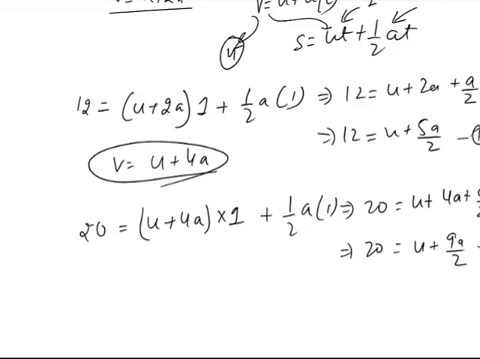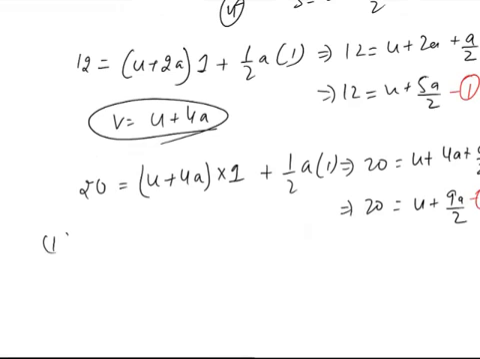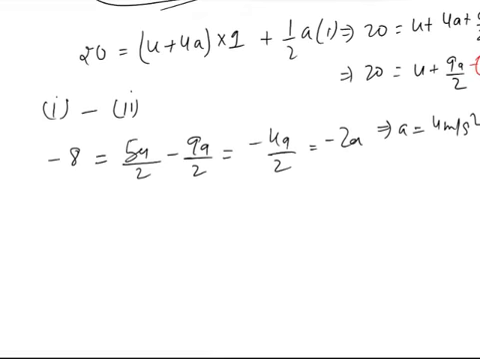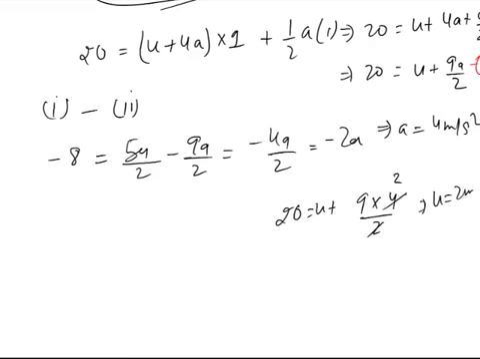So let's do that. Equation number 1 minus equation number 2 will give you minus 8 equals, u gets cancelled, 5a minus 9a, that is minus 4a by 2, that is minus 2a. So a comes out to be 4 meters per second square. Now putting this in one of the equations, 20 equals u plus 9 into 4 by 2, so 18, so u equals 2 meters per second.